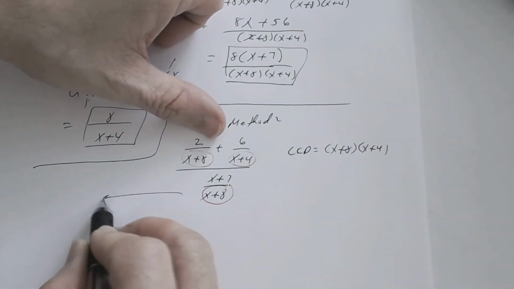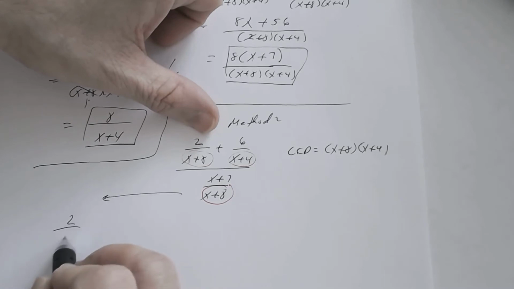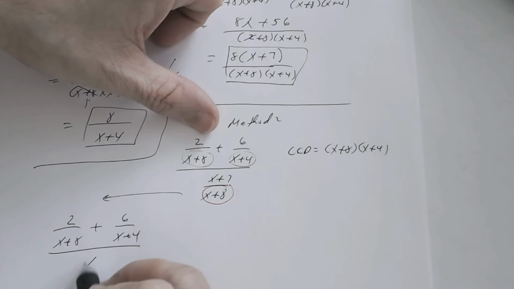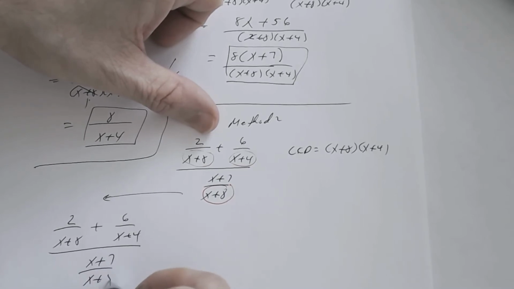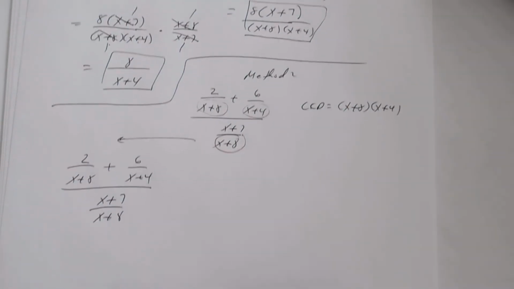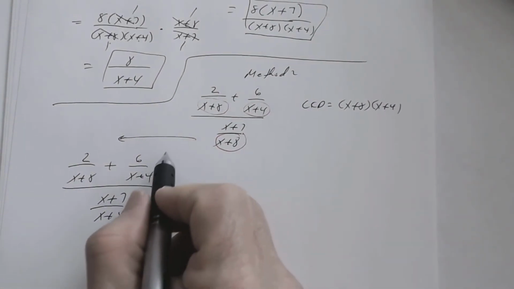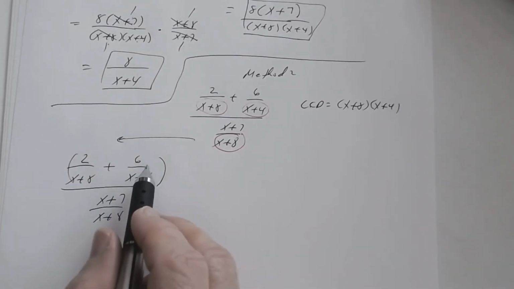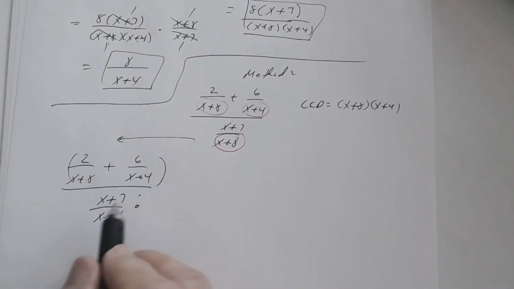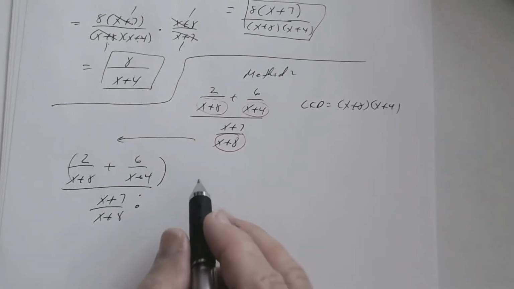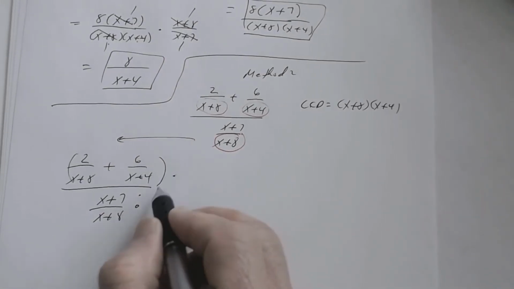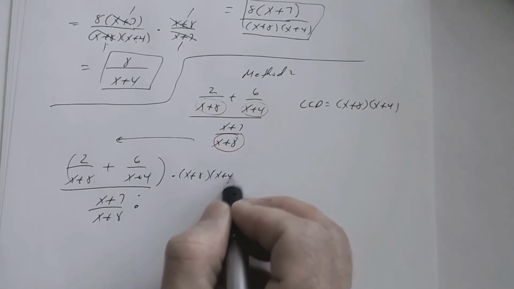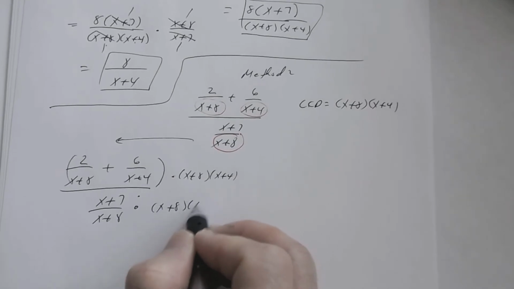I'm going to go ahead and rewrite the same problem here: 2 divided by x plus 8 plus 6 divided by x plus 4, divided by x plus 7 divided by x plus 8. So then what you're going to do is take the numerator and the denominator. Notice I put the numerator in parentheses because there's more than one fraction. Here there's only one fraction, so I'm not going to put that in parentheses. But basically, the numerator and the denominator will be multiplied by the LCD. So x plus 8 times x plus 4, x plus 8 times x plus 4.